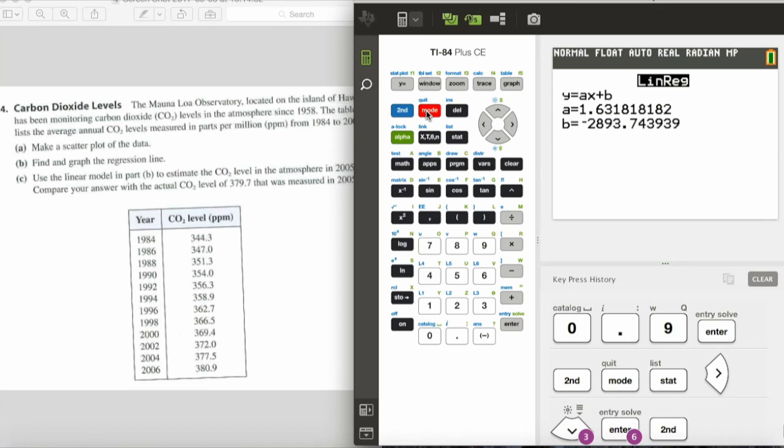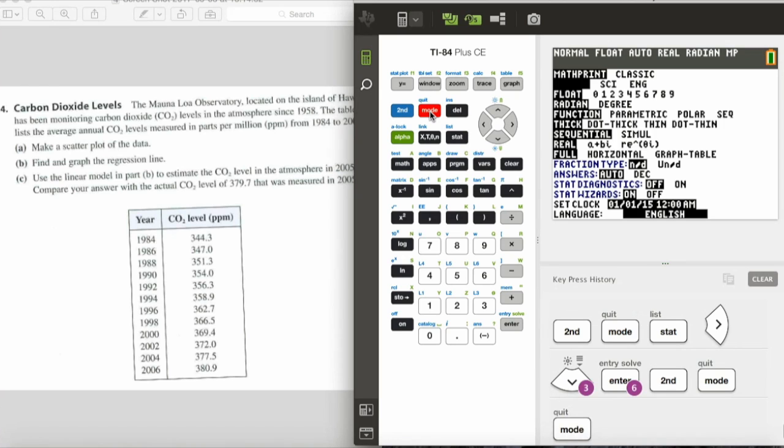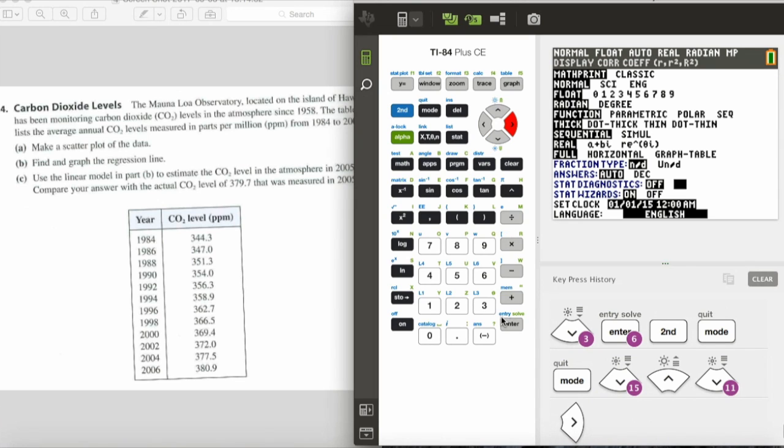First off, we don't really have an idea of how good our model is. To do that, we have to turn on stat diagnostics, which normally would be under the mode button. Down here you can see stat diagnostics near the bottom, and I went too far. I want to turn that on. I think I got it this time. Okay, so stat diagnostics are on.